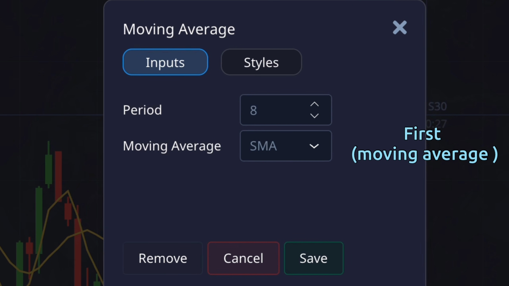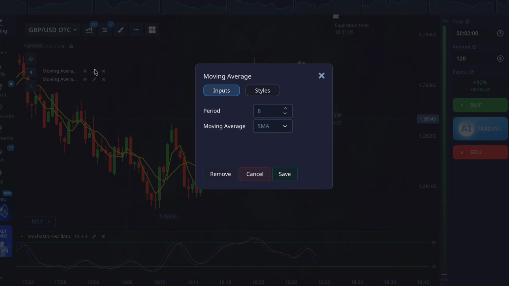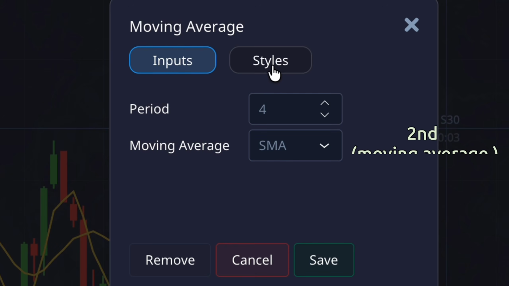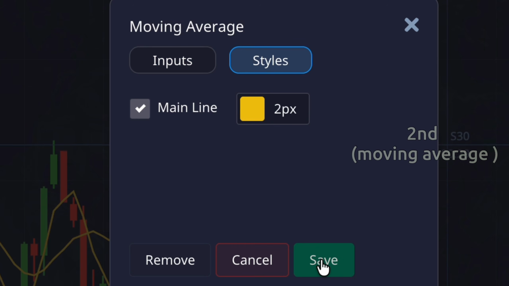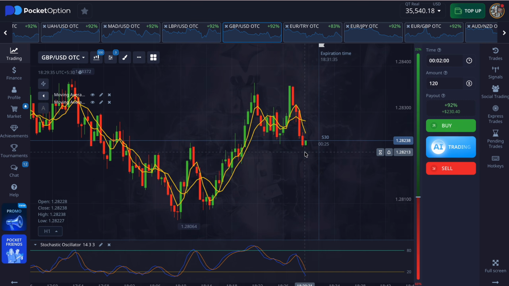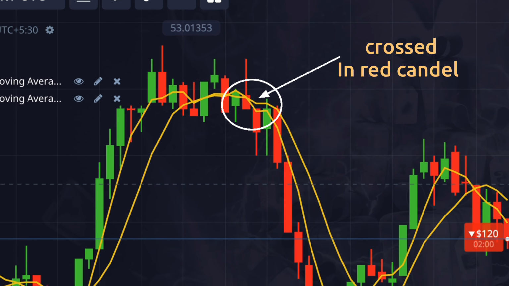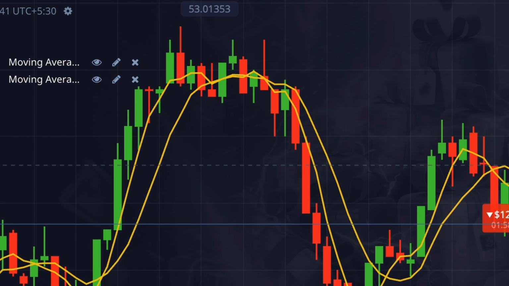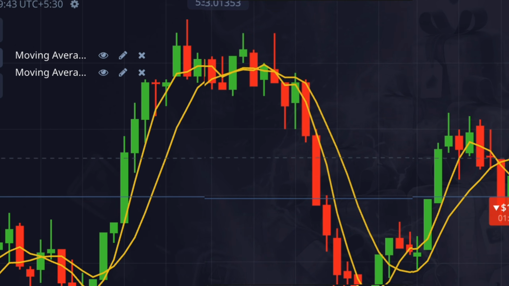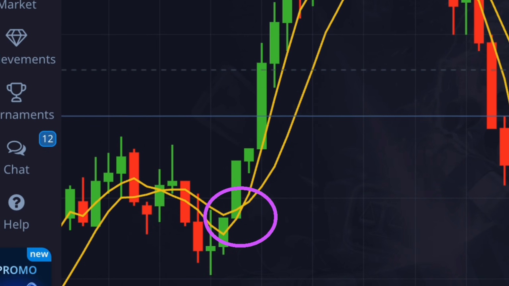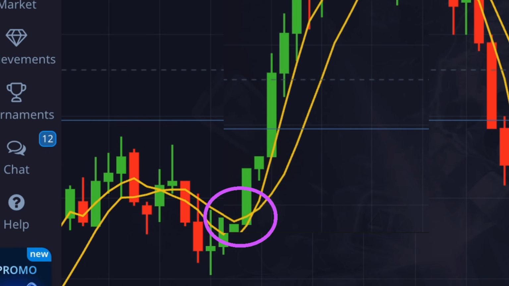Settings of the first moving average and second moving average. Let's continue to the live chart analysis. Now, notice how the two moving averages cross each other and begin moving downward. This can indicate that a potential bearish setup may be forming. Similarly, when they cross upward around a green candle, it may indicate a potential bullish setup.